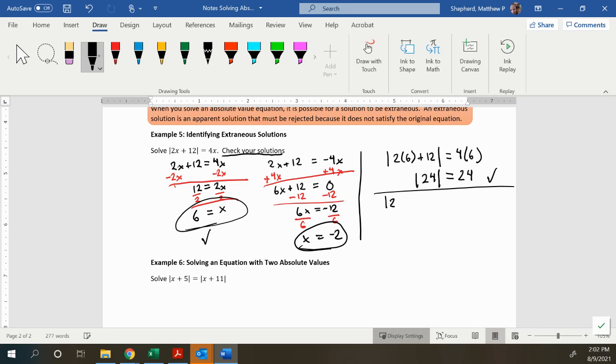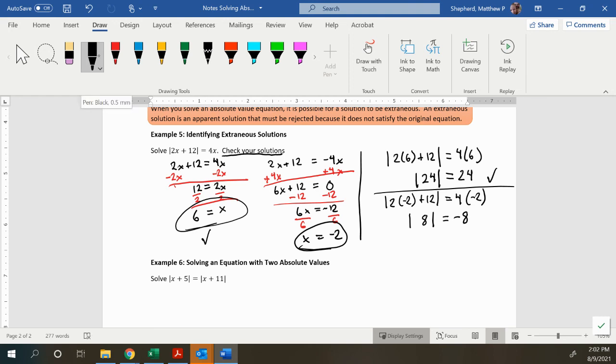If we do it with negative 2, so the absolute value of 2 times negative 2 plus 12 is equal to 4 times negative 2. All right, 2 times negative 2 is going to be negative 4. Negative 4 plus 12 is 8. So we're going to have the absolute value of positive 8. And then over here, 4 times negative 2 will give us a negative 8.